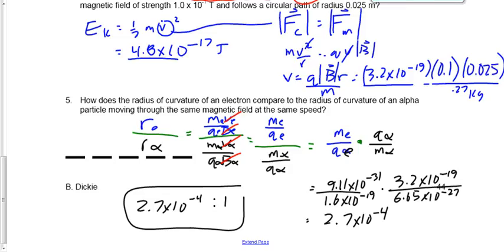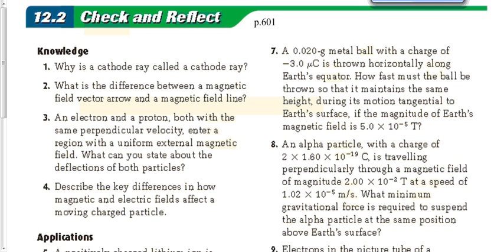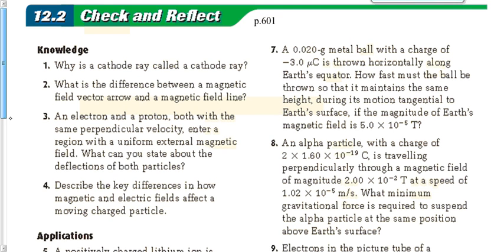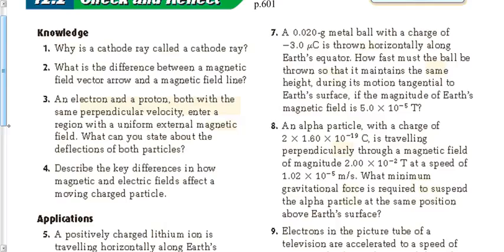All right, your other bit of homework that you had last night was some questions from your textbook, page 601, number 3 to 6A, and 7 to 10. All right, let's have a look at page 601, number 3 and number 5. Question 3 says, an electron and a proton, both with the same perpendicular velocity, enter a region with a uniform magnetic field. What can you state about the deflections of both particles?